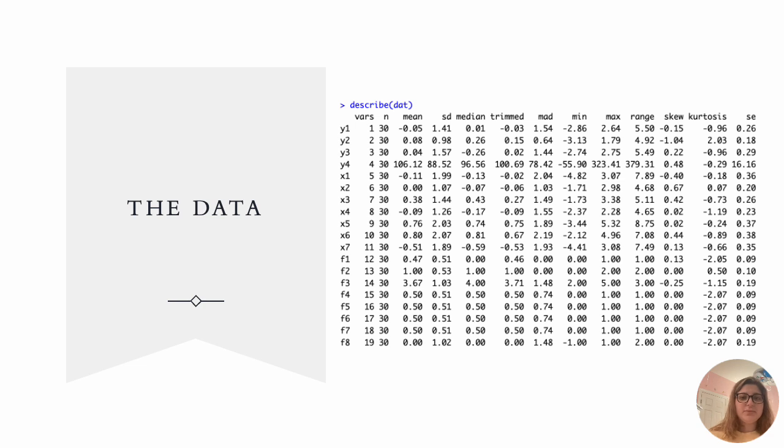So first off, I just want to start by introducing the data, and we're going to be doing that by taking a look at the describe function. So we can see we have 4 y variables, 7 x variables, and then 8 f variables.